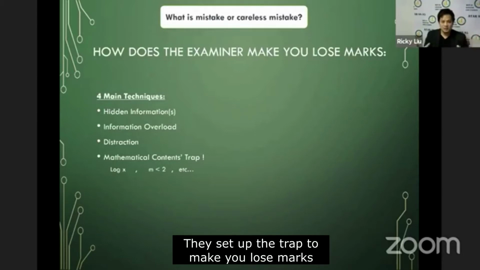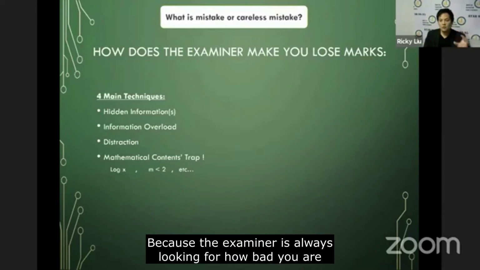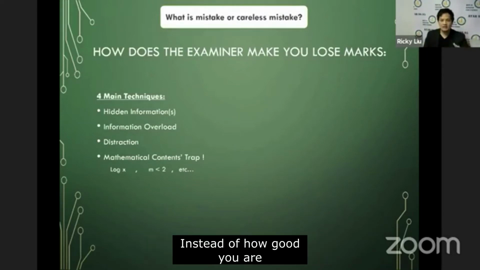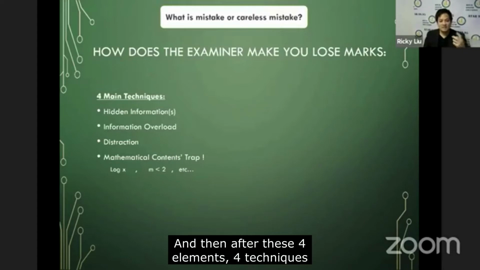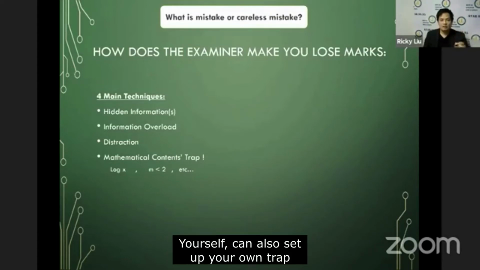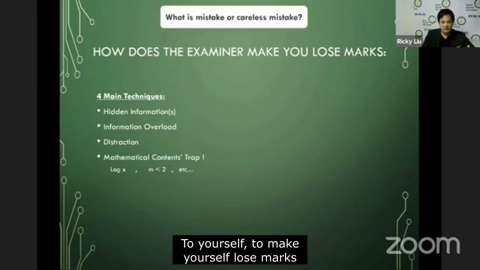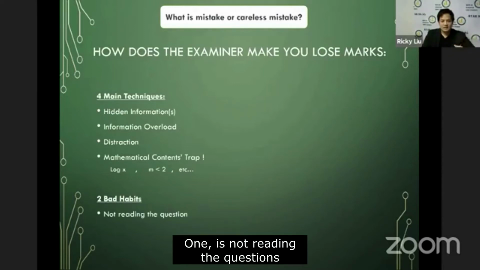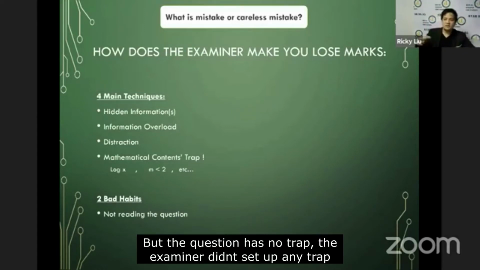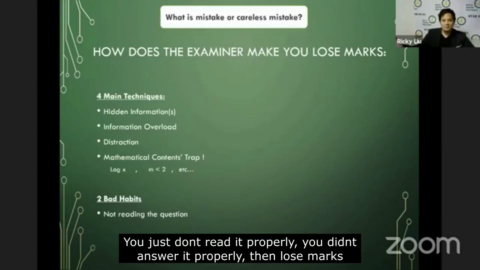They set up traps to make you lose marks, because the examiner is always looking for how bad you are instead of how good you are. And then after these 4 techniques, you will also set up your own trap for yourself to make yourself lose marks. One is not reading the questions. You already know how to do it, but the question, no trap. The examiner didn't set up any trap. You just don't read it properly, you didn't answer it properly, then you lose marks.